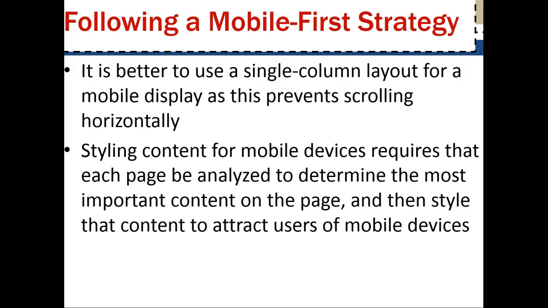So you want to show the content that is being accessed by the user. Only show the content that a lot of users want to see. It's also a best practice to use a single column layout for a mobile display, as this can prevent horizontal scrolling. Displaying what mobile device users need and want on a single screen with minimal scrolling can create a more enjoyable experience for the users.